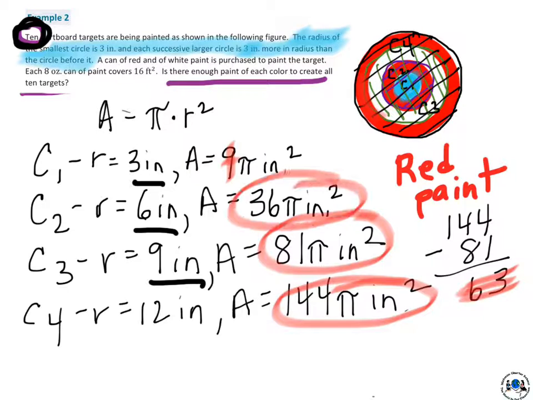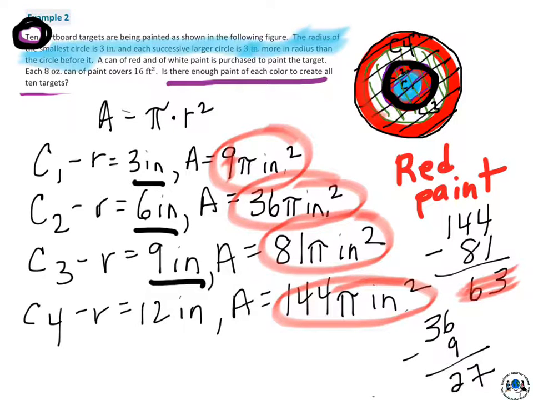Anyway, that's 63. Now, I can go ahead, because I want to find out what that inner red ring is. And so I'm going to take 36, which is the size of C2, which again is included right here. This is C2, this entire thing, all right? And then I'm going to subtract away my C1, which is this small inner circle there. And what I'm left with is 27. So I know now that ring is 27.